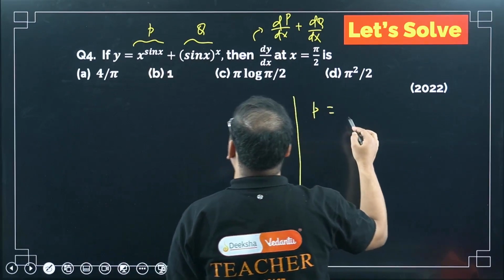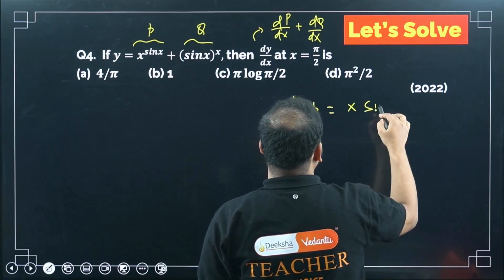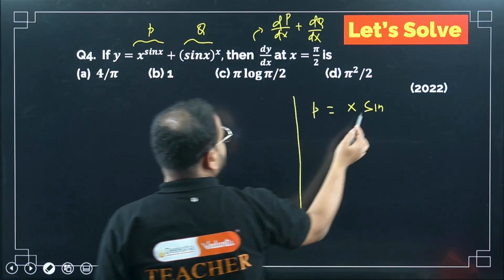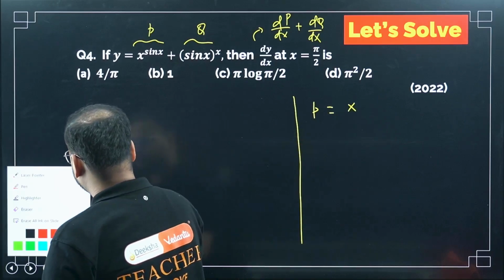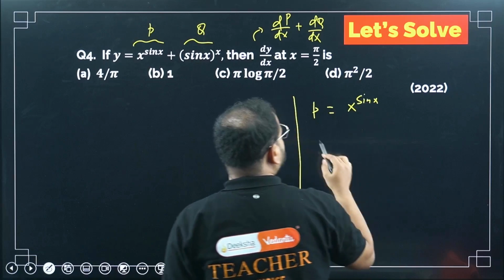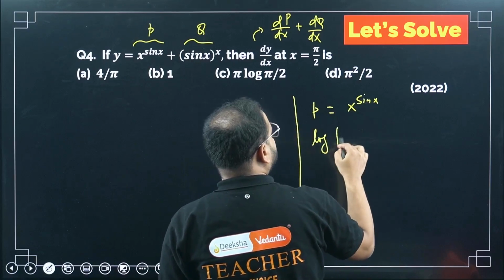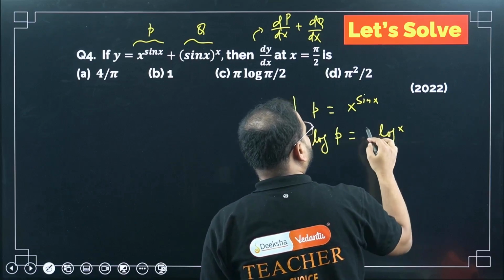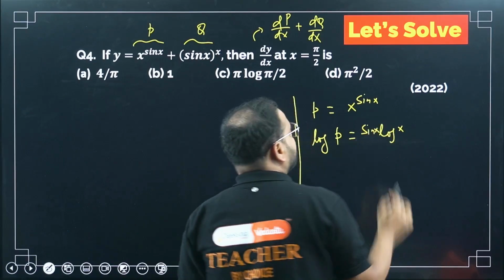Please take p here. So p equals x sin x. Okay, it's not x sin x, it's x power sin x. It's x power sin x, no problem. x power sin x. Take log on both sides, it will become what? Log of p equals, if I take log, log of x, and sin x will come in front. Now take the differentiation.